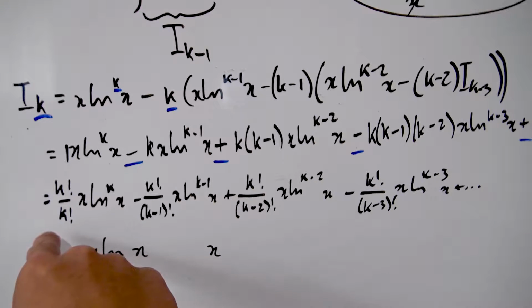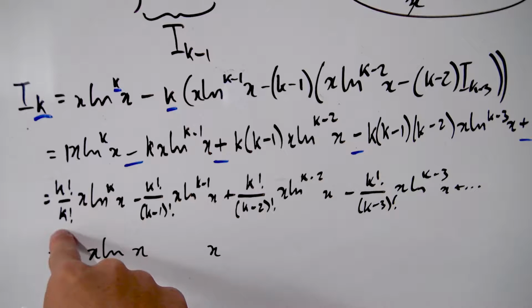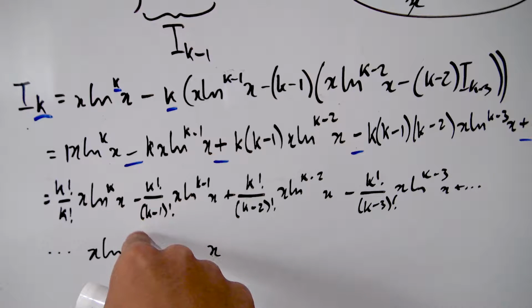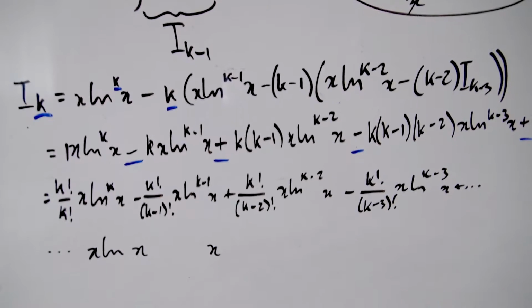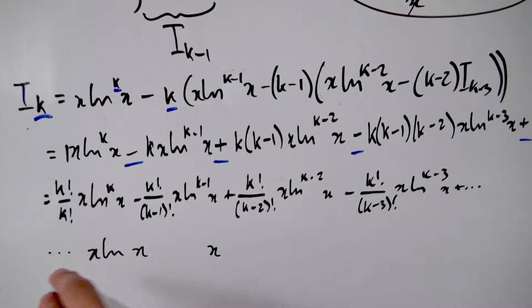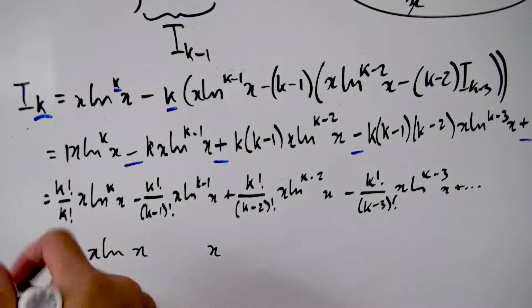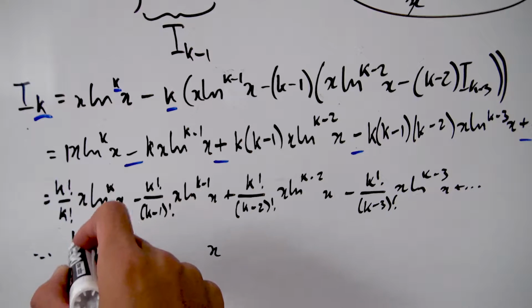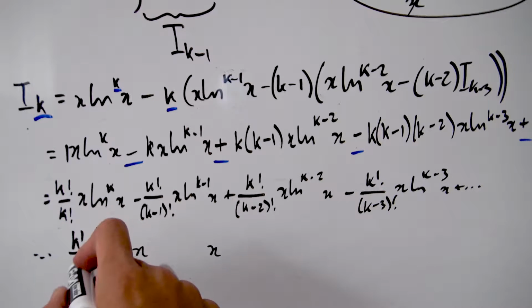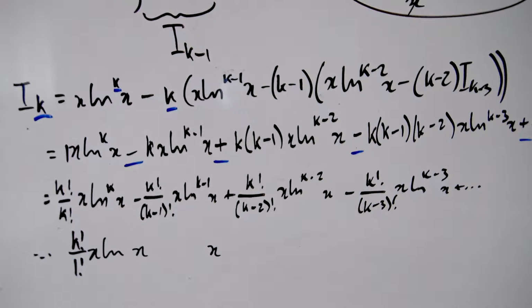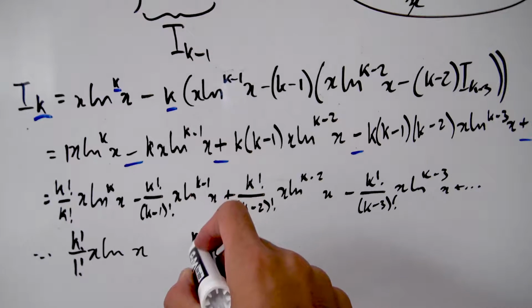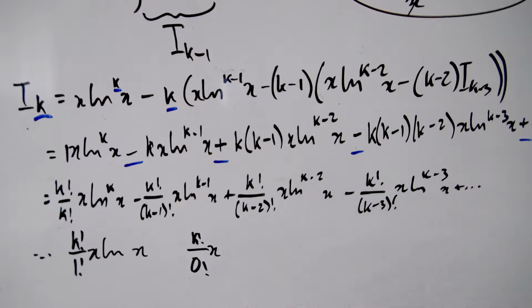So at the start of the chain we have k factorial over k factorial. As we keep going, these denominators inside these factorials will keep decreasing by 1. If we do it k amount of times, the coefficient in front here will be k factorial over 1 factorial. So the factorial in the denominator will keep decreasing all the way to 1. And for this last term here, it will be k factorial over 0 factorial.